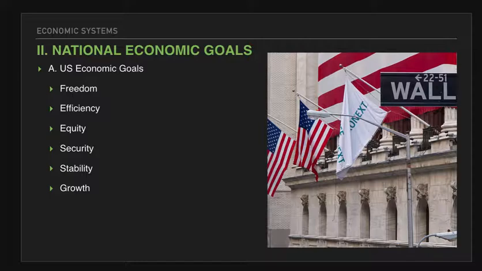Security is another aspect that we put on our priority list of economic goals, where we want people to feel secure in our economic system. And so as we are creating our budget, as we are creating our legislation, we're going to make sure that our laws make people feel like our economy is secure and then also stable. And then our last one here is that it is growing.